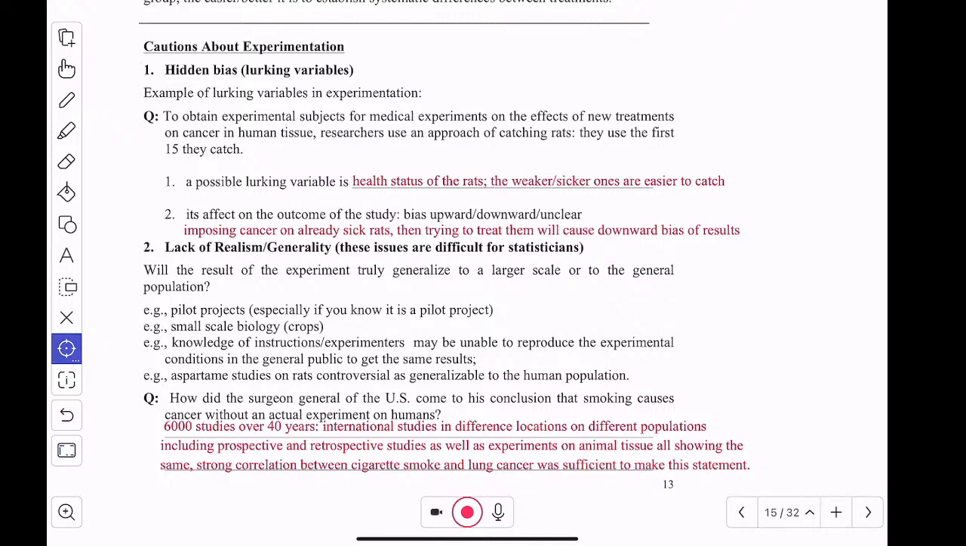Okay, the next question was, what is the effect on the outcome of the study? Will it bias upward or downward, or is it unclear? And I mentioned that we're studying the effect of a treatment on cancer. So they're going to subject the rats to carcinogens, and if they're weaker or sicker rats, they're going to succumb to the cancer and be less likely to help mitigate the carcinogenic effect that they've been exposed to. And this will bias down your results. It'll make it look worse. It will make your treatment look less effective.